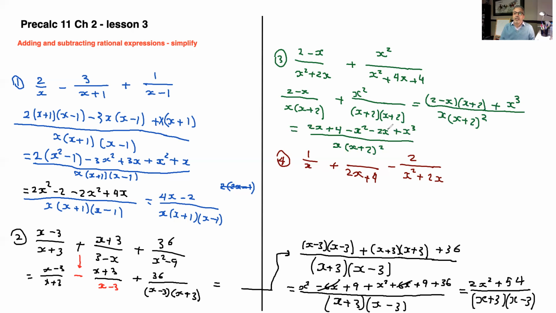Now, as I said, this and this will cancel. So now I'm just going to write in degree order. So x cubed minus x squared plus 4 all over x times x plus 2 squared. And that's your final answer.